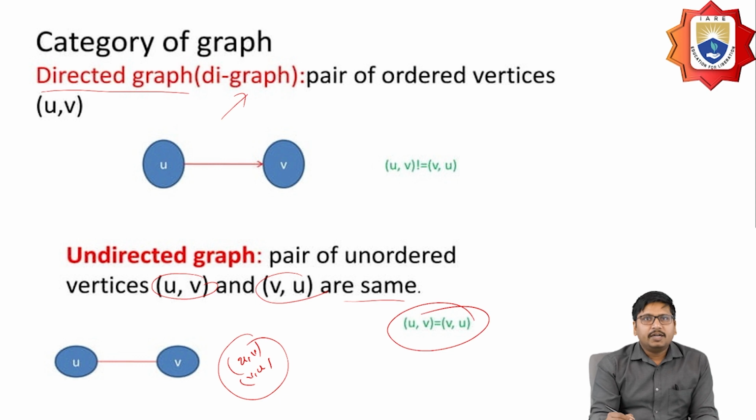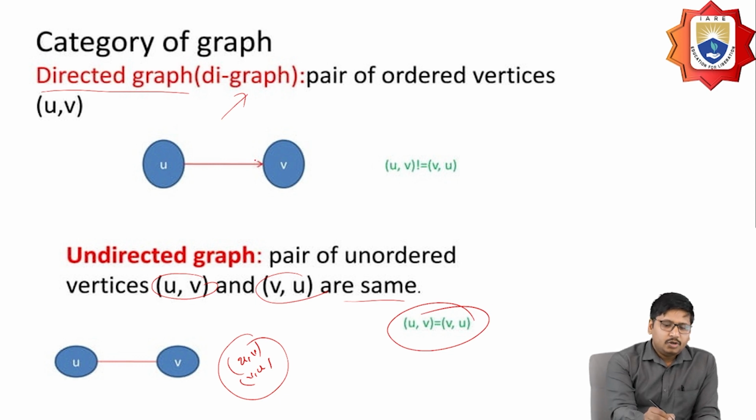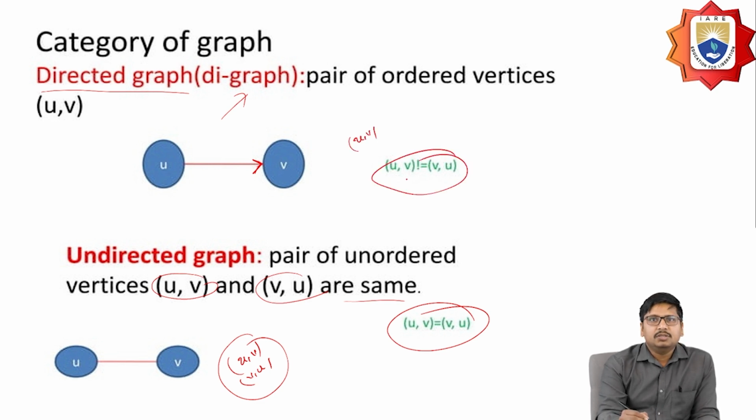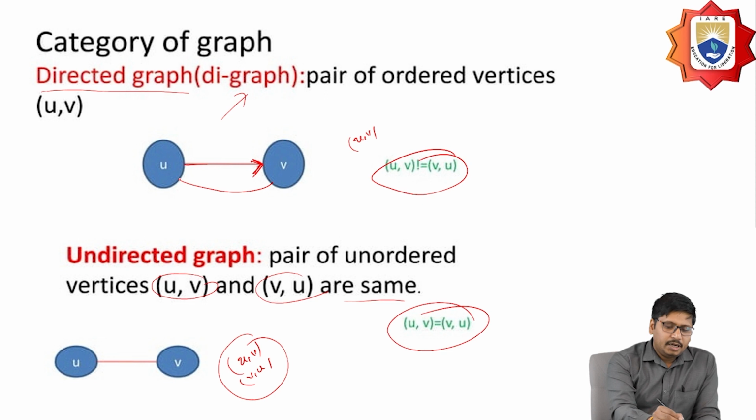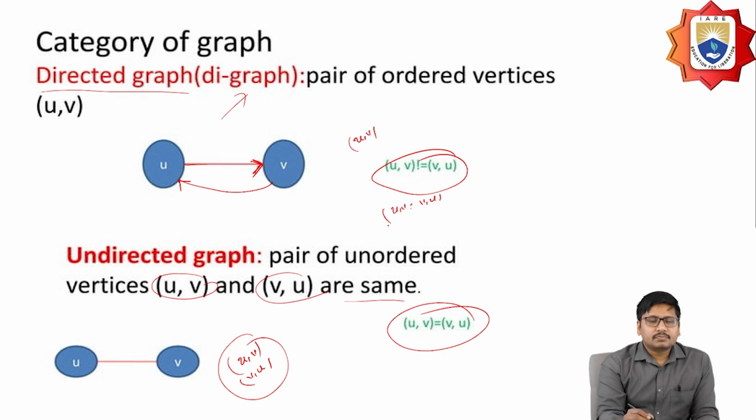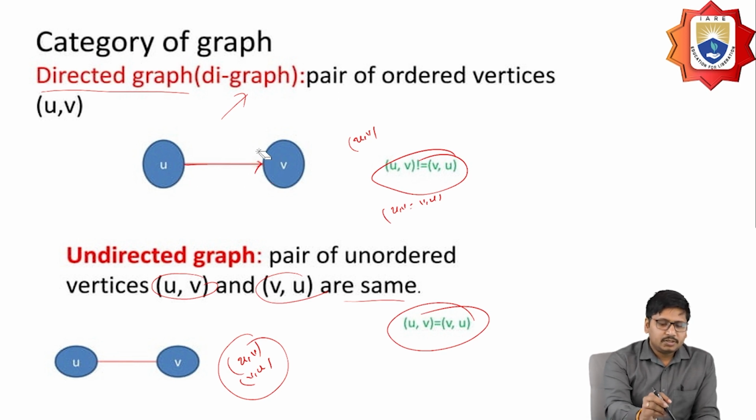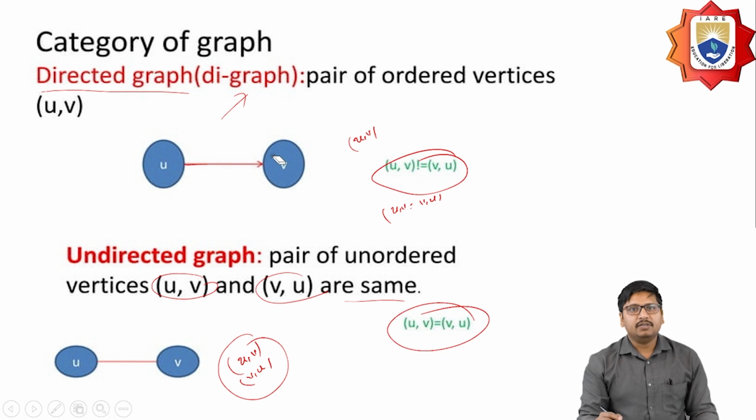When it comes to the directed graph, the edge is represented with an arrow. In this case, the edge UV may not be equal to VU, because the arrow goes in one direction only. Suppose I have another arrow in the opposite direction, then I can write UV as also equal to VU. So these are the cases for directed and undirected graphs.